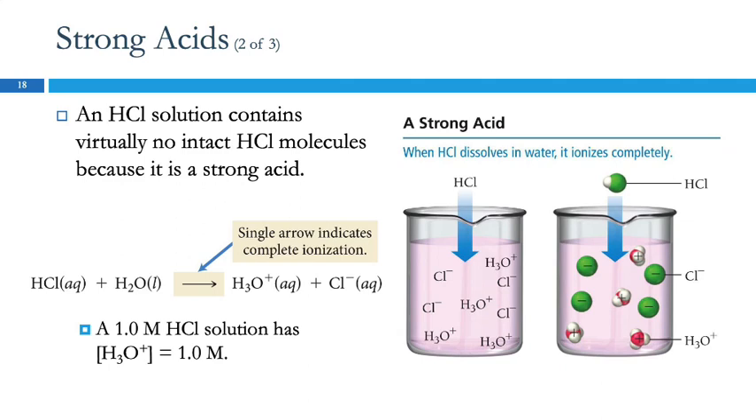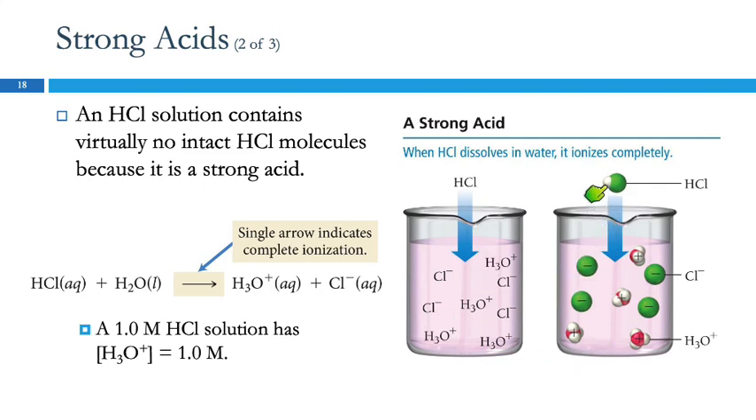If we were able to look at a solution of hydrochloric acid and examine the individual particles, what we would find is that there are virtually no intact molecules. In Chem 1B, we don't say that there are none, or that the reaction goes to completion. We say it goes almost entirely to completion, because now we know that that equilibrium constant might be really, really small or really, really big, but there still might be a couple of molecules that remain. So virtually none.